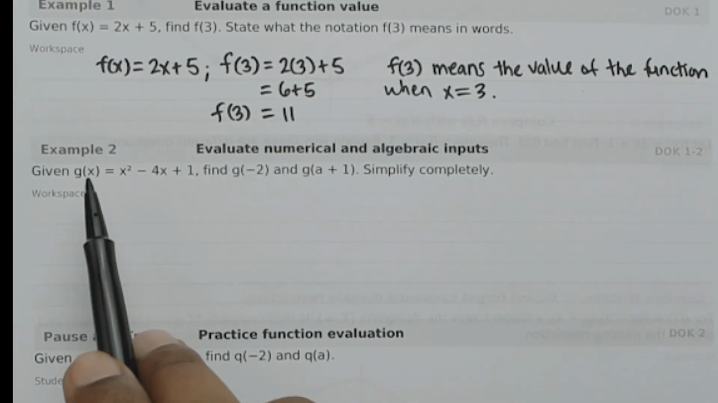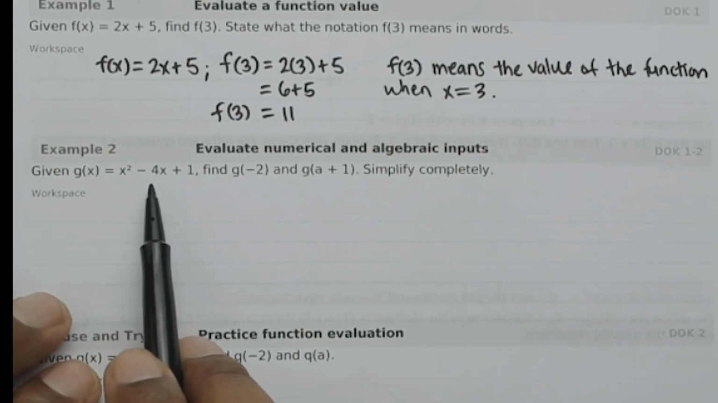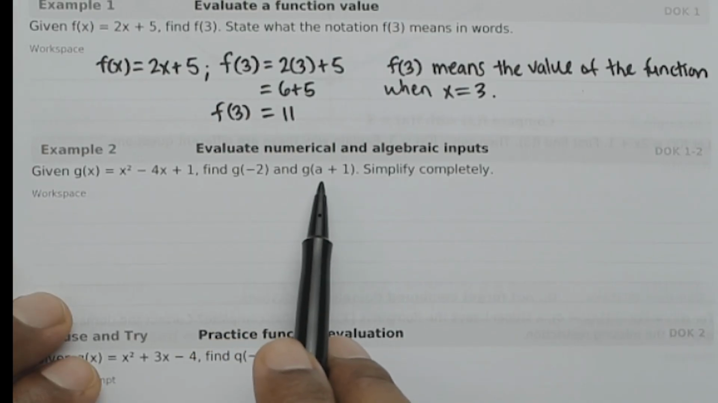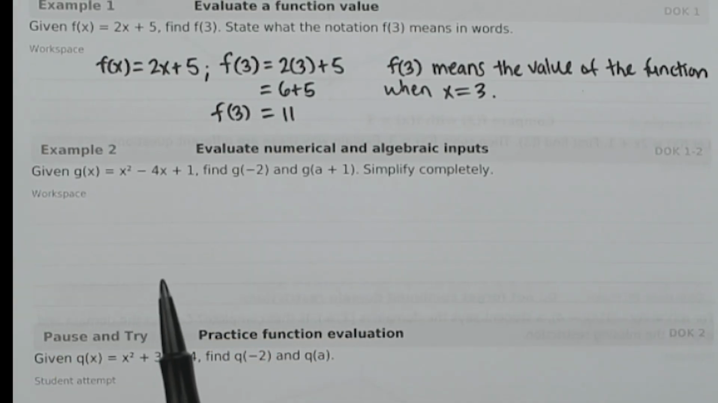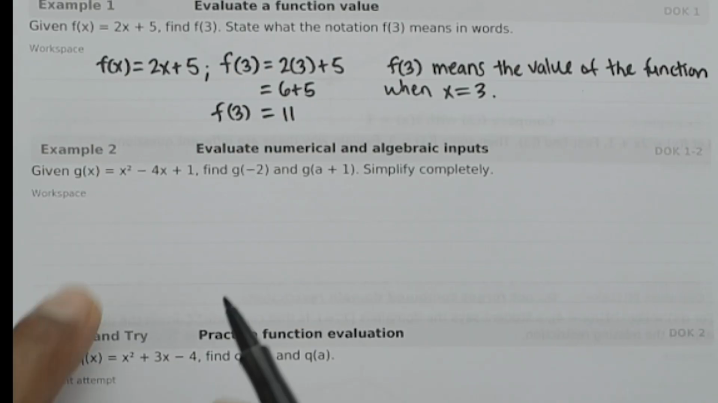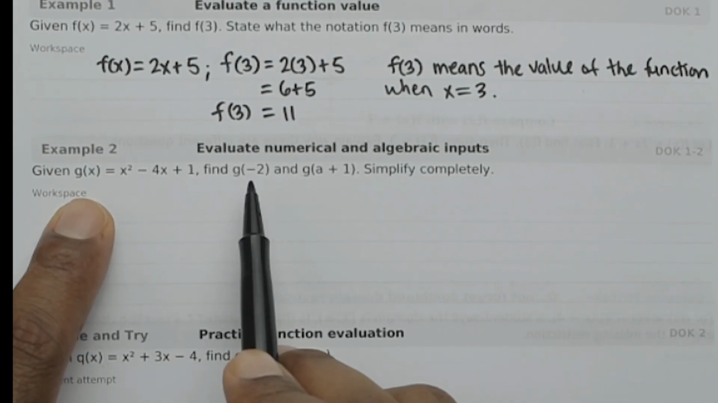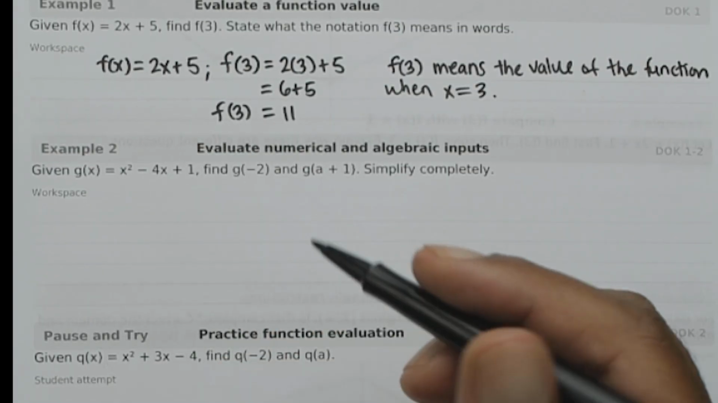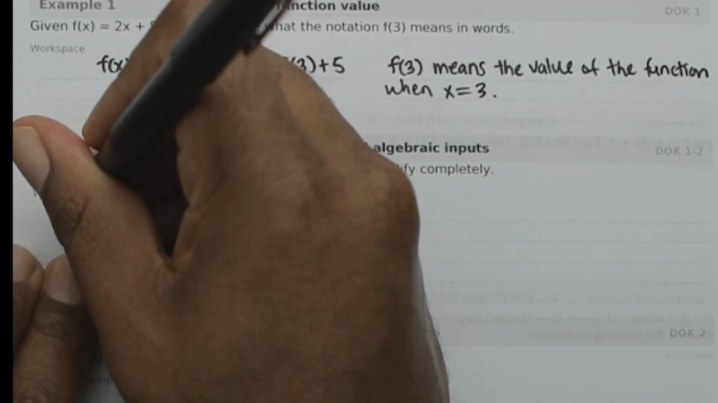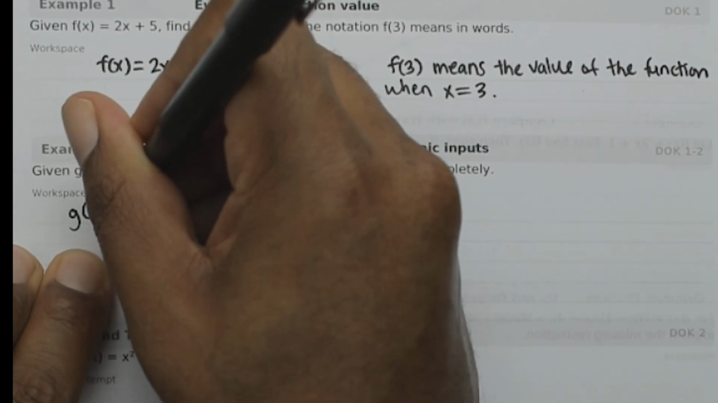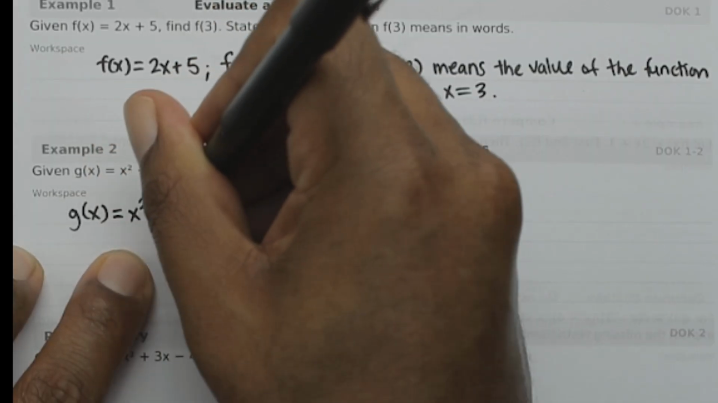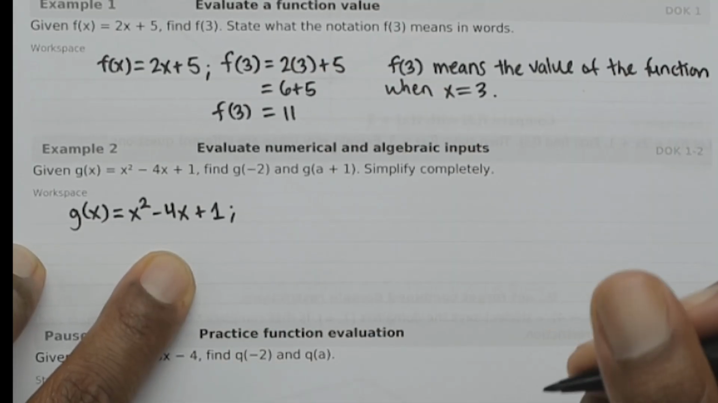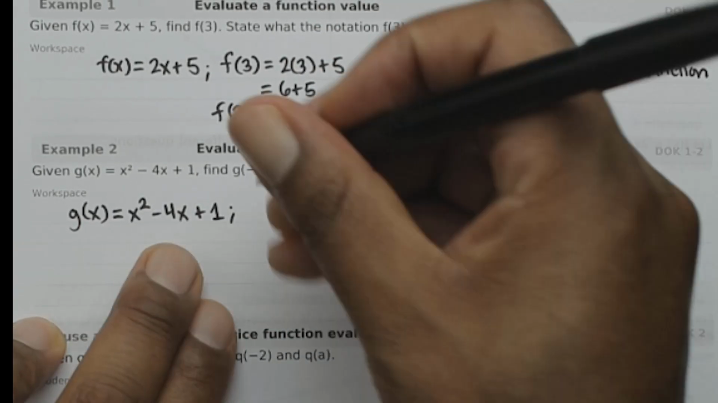So given g of x equals x squared minus 4x plus 1, find g of negative 2 and g of a plus 1, and then simplify completely. Okay, so let's begin with the first part. We're going to find g of negative 2. All right, so our original equation is g of x equals x squared minus 4x plus 1. I just want to rewrite it, make sure I'm using the proper equation. Okay, and I'm going to substitute the negative 2 into the equation.